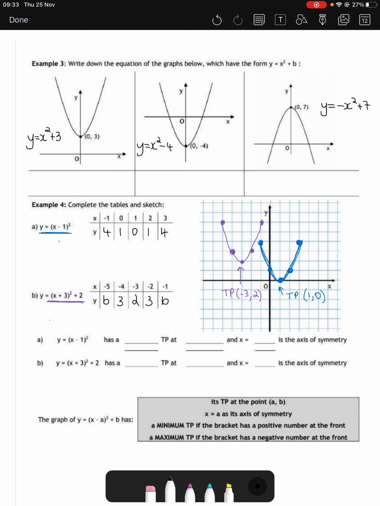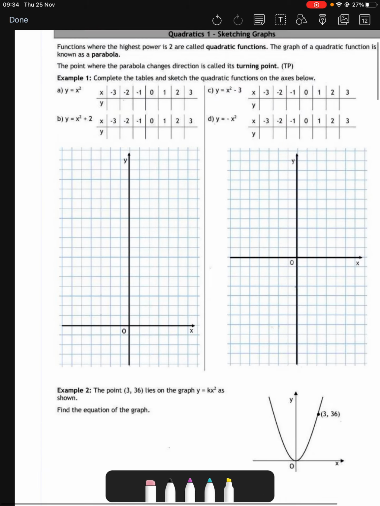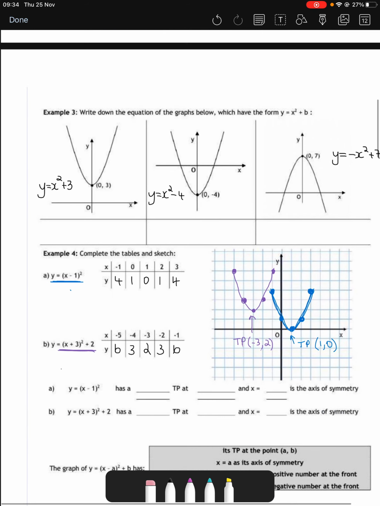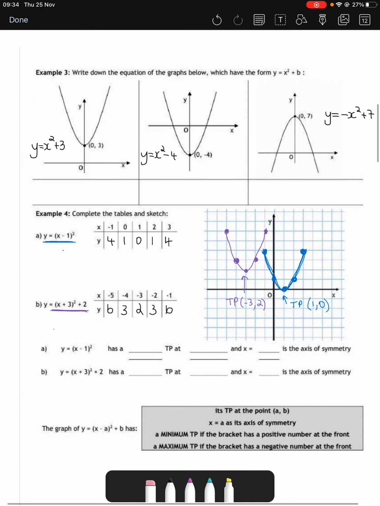So example 3, first of all, if you remember from yesterday, the graph of x squared, that first one, would go through the origin. So if you've gone up 3 places, you'll put a plus 3 on the end, because it's x squared plus 3.